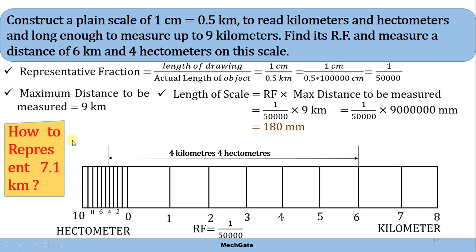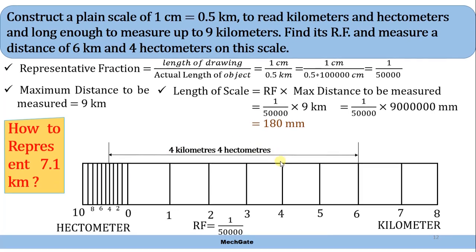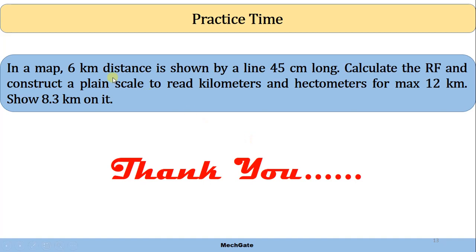Here is a question for you: how to represent 7.1 kilometer? If you know the answer, comment in the comment section. And here is another practice problem for you. On a map, a 6 kilometer distance is shown by a line 45 centimeter long. Calculate the RF and construct a plain scale to read kilometer and hectometer for a maximum of 12 kilometer, and show 8.3 kilometer on it. I hope you can construct the plain scale. If you face any difficulty, you can write it down in the comment section.